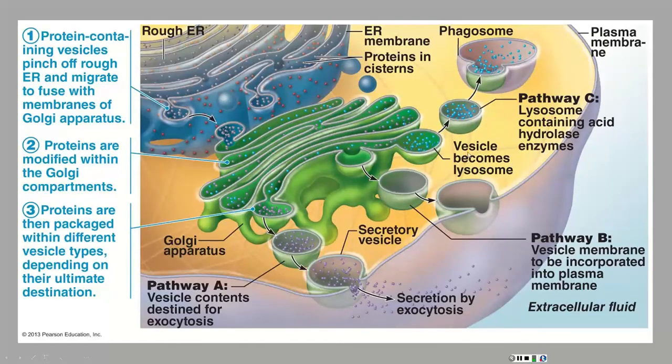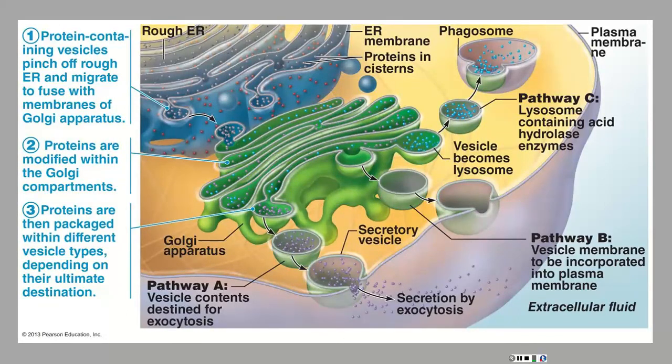Now, before we move forward, I want to talk about something that I like to bring up in class because usually I get questions about it. We keep breaking pieces off of the rough ER, or we break pieces off of the Golgi, and those pieces all of a sudden are merging with the plasma membrane. Or over here we had a piece of the plasma membrane break off and merge with the vesicle. How does everything not just intermix, and why is that not a problem?